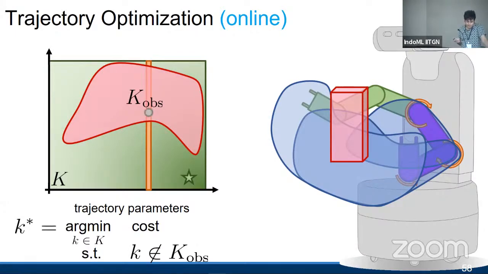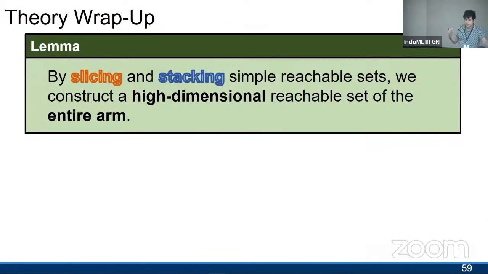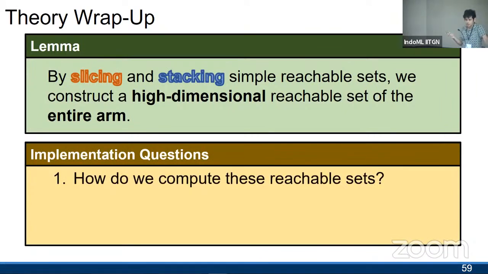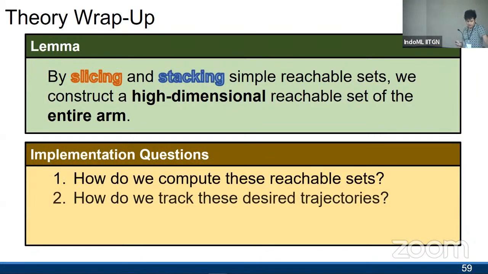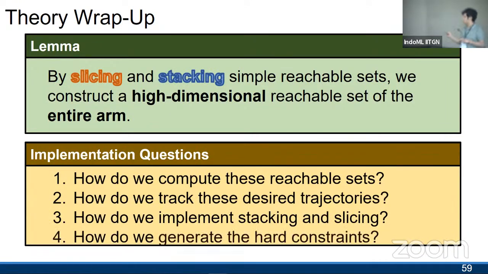Now, the question is, how do we actually do these various different pieces? Really, I've described the slicing and stacking at a really high level. But the question you should be asking yourselves is, how do we actually compute these reachable sets? I've described it sort of theoretically. How do we actually track these desired trajectories? I've assumed a kinematic model where I can track these trajectories perfectly. But in fact, I have a dynamic model. I have masses, inertias. I need to account for that. How do I deal with that? And the last question is, how do we really think about implementing this stacking and slicing? And one last question is, how do we generate these hard constraints that we could say something about safety?